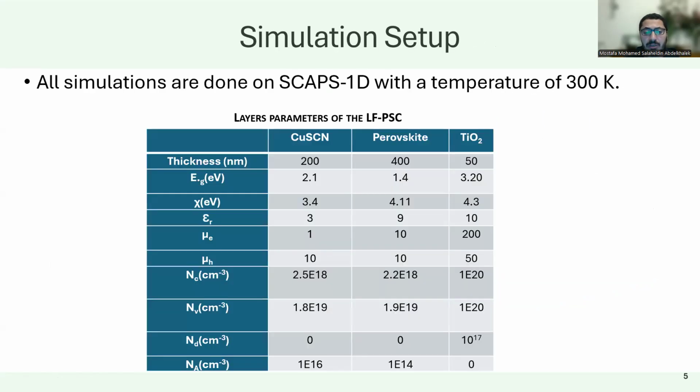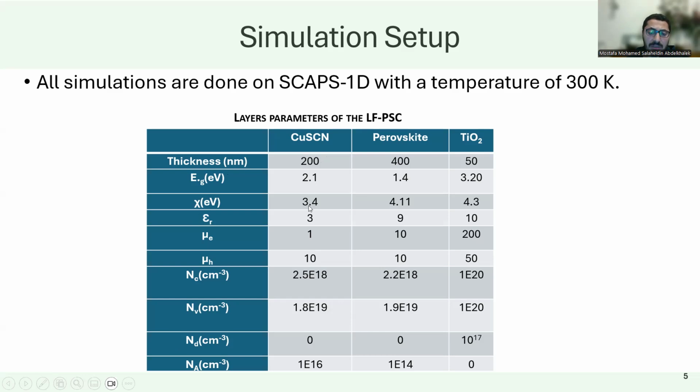Simulation setup. All simulations are done using SCAPS one-dimensional with a temperature of 300 Kelvin. The layer parameters of the lead-free perovskite solar cell are listed in this table. The CuSCN thickness is 200 nanometer. The energy gap is 2.1 electron volt.